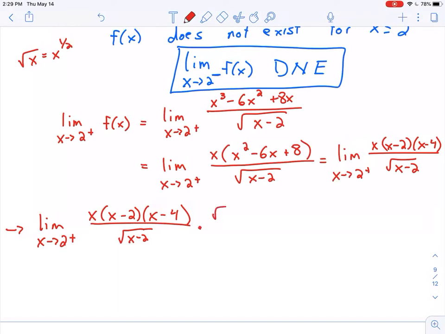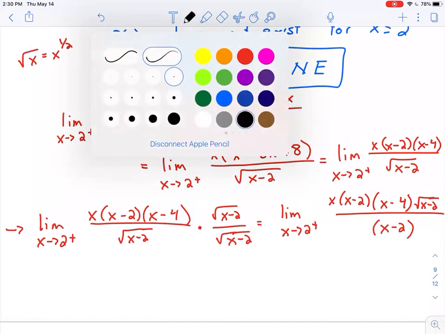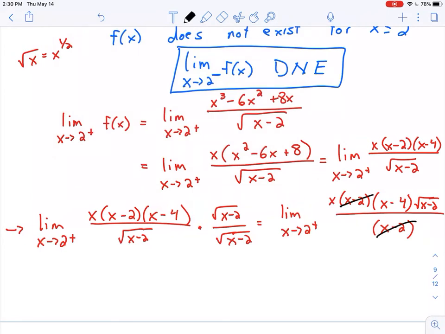And maybe you'd say, okay, well, I'm going to multiply by square root of x minus 2 over square root of x minus 2. We're going to get rid of that radical here. So I'm left with a limit as x approaches 2 from the right. In my numerator, I'll have x times x minus 2 times x minus 4 times square root of x minus 2, all over, when I multiply square root x minus 2 times square root of x minus 2, square roots cancel, I'm just left with x minus 2. And then, hey, look at this. We can cancel out our factor of x minus 2. There's nothing to stop me now from taking 2 and plugging it into whatever's left over here.